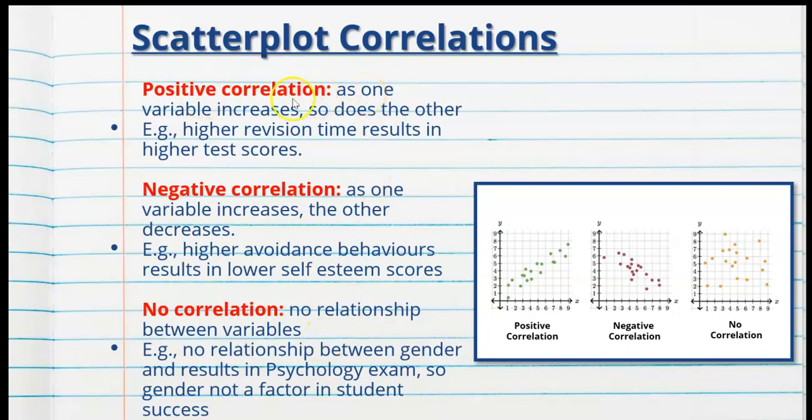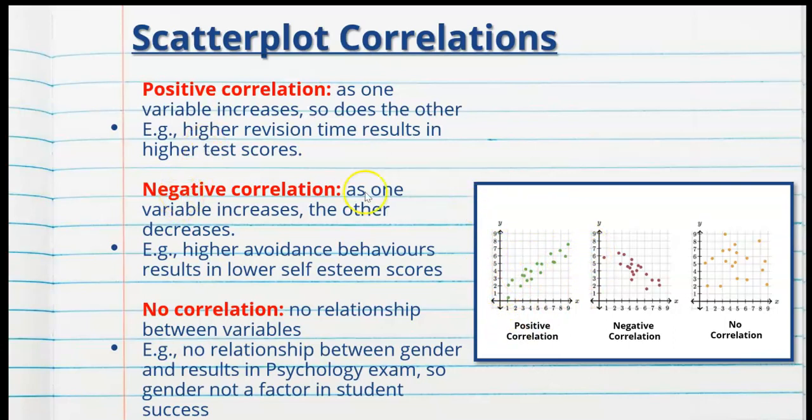So a positive correlation is when as one variable increases, so does the other. So they both increase and both go in an upwards direction, as you can see here. An example, this is from your workbooks, is the higher the revision time, the higher the test scores. So the revision time goes up and so do the test scores, obviously. So as one variable increases, so does the other. That is a positive correlation, and that's indicated by both going in an upwards direction, as you can see here.